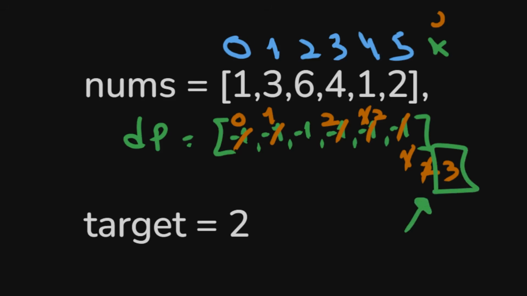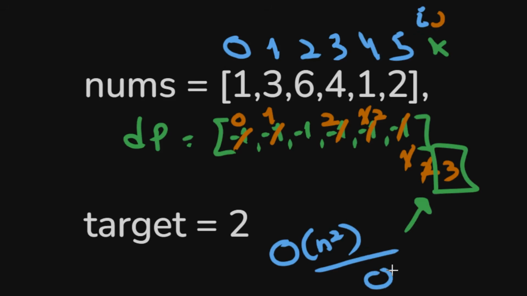So this is the result. Time complexity for this approach is big O of n squared. Why? Well, because we are using two pointers, i and j, which means that we are using a nested for loop. This requires big O of n squared, and space complexity is big O of n because of this DP array. So with this in mind, now let's see how to code this up.